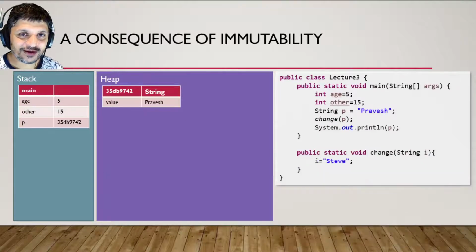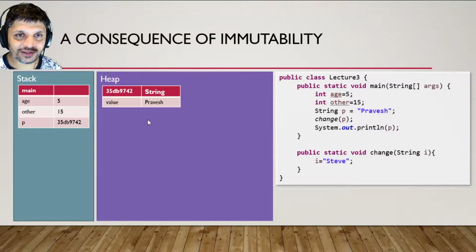Okay. Now that immutability also has other interesting effects when it comes to our method calls and referencing semantics. So look at this code. This code creates a string called p, which is equal to Pravesh, and I then call change on p. Now remember, p is a string, which means it's an object, which means I'm passing it by reference, right? And then I say i equals Steve, which means I'm changing the value. Now because I'm passing it by reference, you may think, well, changes that happen in here will change the original, and when I print out here, I'll get Steve. But let's see what actually happens.